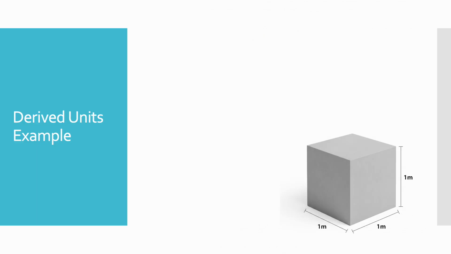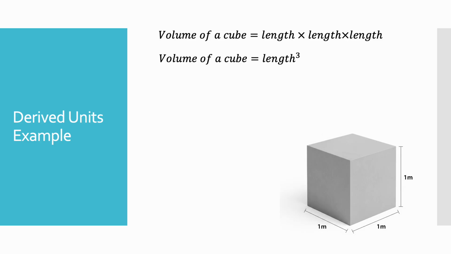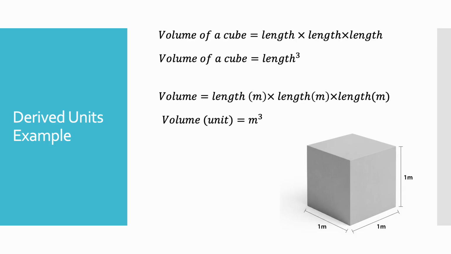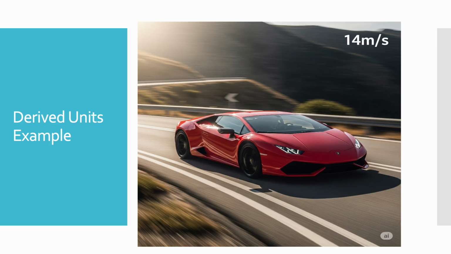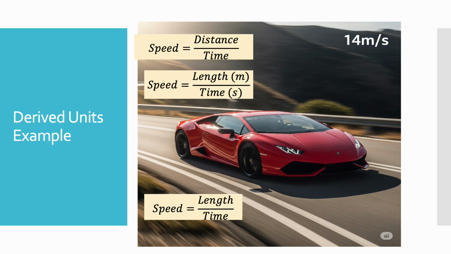Volume is another derived quantity. For a cube, volume equals length multiplied by length multiplied by length, or side multiplied by side multiplied by side. If each side is measured in meters, the unit of volume is cubic meters. Speed is calculated as distance traveled divided by the time taken. The SI unit is meter per second.